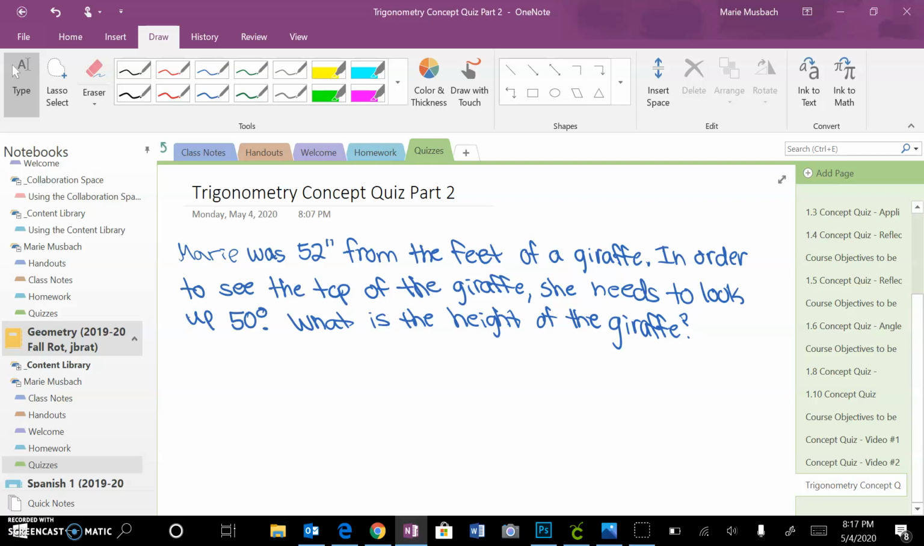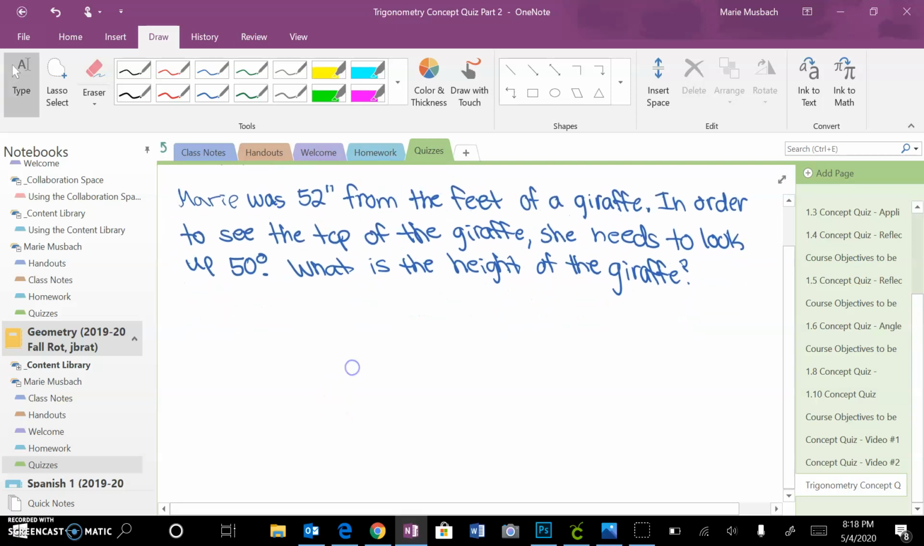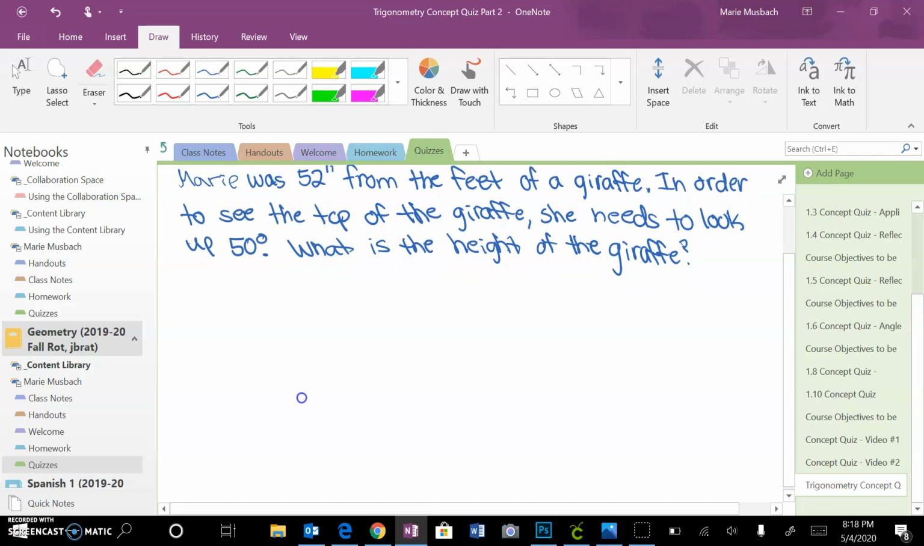So the question that I did is: Marie was 52 inches from the feet of a giraffe. In order to see the top of the giraffe, she needs to look up 50 degrees. What is the height of the giraffe?